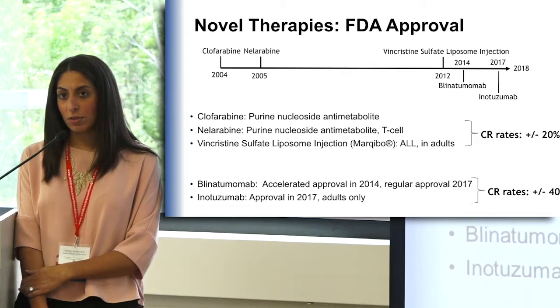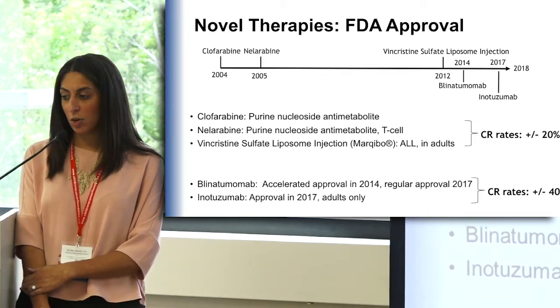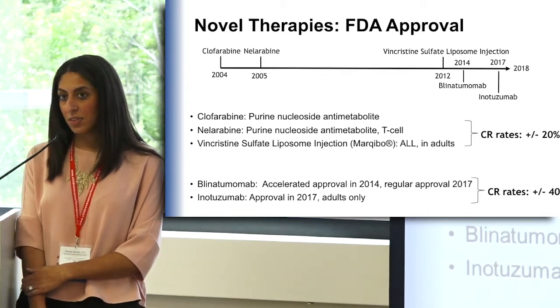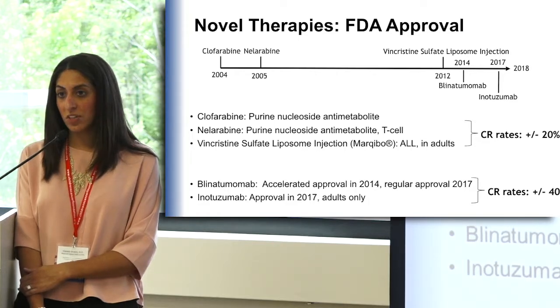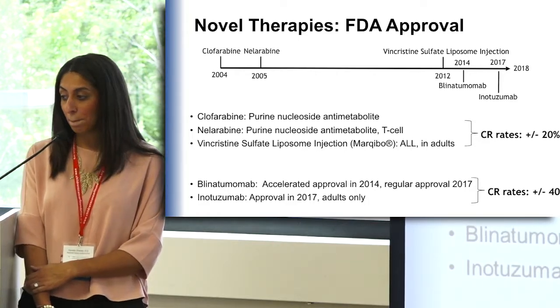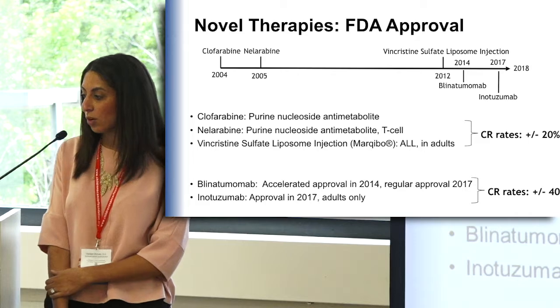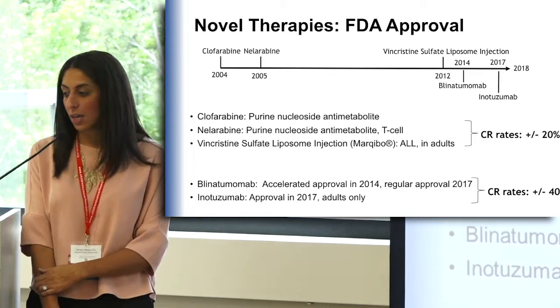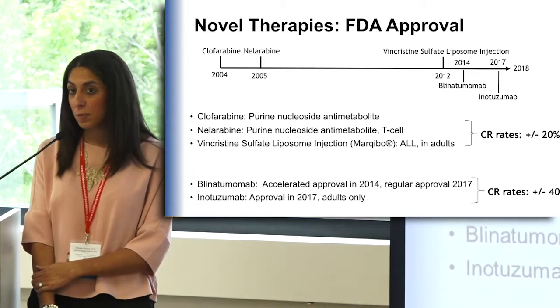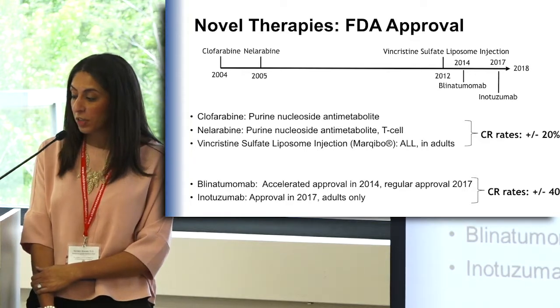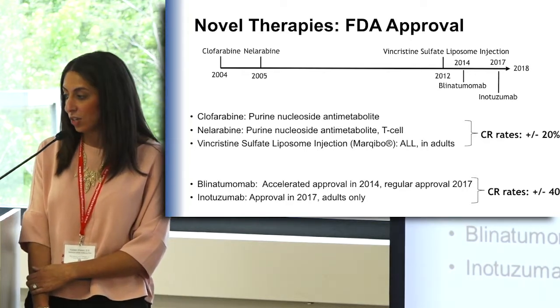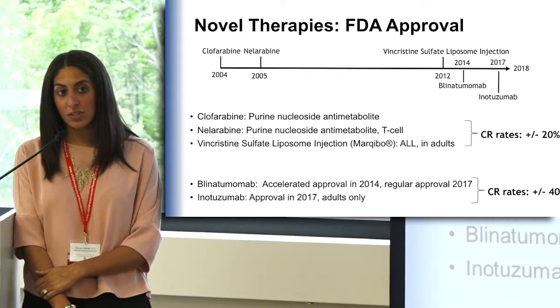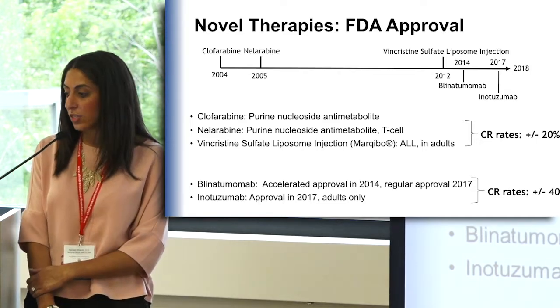The nelarabine had neurotoxic side effects, and clofarabine was very myelosuppressive, and many of the AEs were due to fever, neutropenia, and myelosuppression. And then there's a very large window of time where there were no drugs in development or approval for pediatrics. Liposomal vincristine, or Marqibo, got its indication in an FDA approval in 2012. However, this was only in the adult setting.